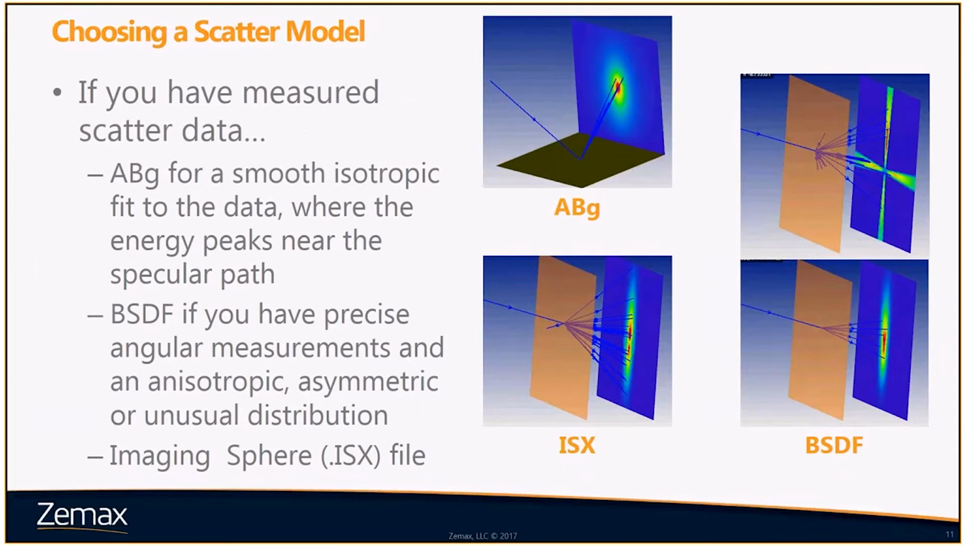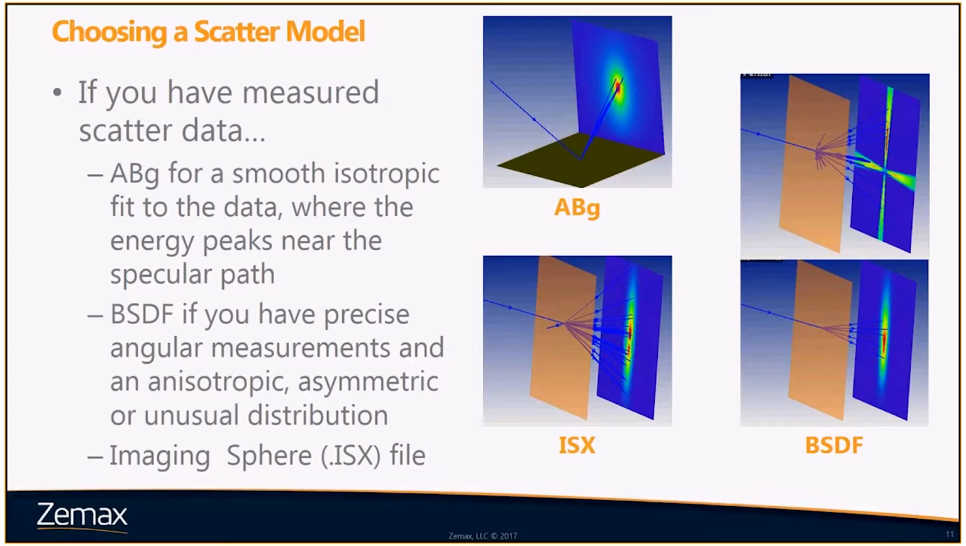So how do you choose which scatter model is going to be appropriate? ABg is best for smooth isotropic fits to data where the energy peaks near the specular path. So I don't believe that ABg is very suitable for situations where you're looking at an asymmetric distribution. It's definitely not appropriate for anisotropic scattering. And I believe that the energy peak always needs to be near that specular path. I haven't seen ways to produce ABg profiles where that's not the case.